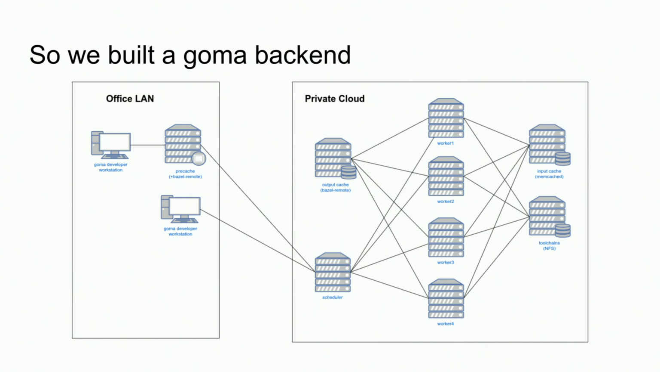So this is the design we ended up implementing. On the private cloud side, we've got all communication going through a scheduler, which is basically a simple load balancer which sends the exec requests to the least loaded worker in our cluster. There's a memcached instance that keeps track of all the input files. There's a toolchain server which maintains all the toolchains indexed by their hash. And there's an output cache which is using Bazel Remote. We're actually kind of abusing the Bazel Remote API here, storing arbitrary blobs via the action cache because there's no validation there.